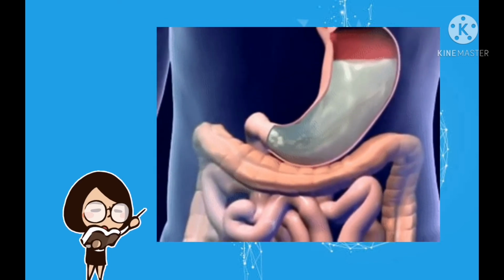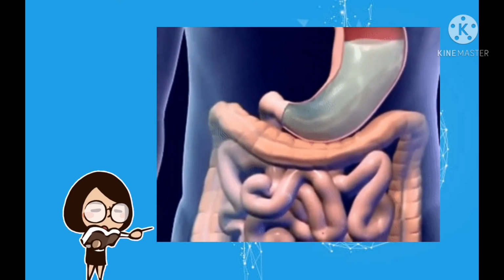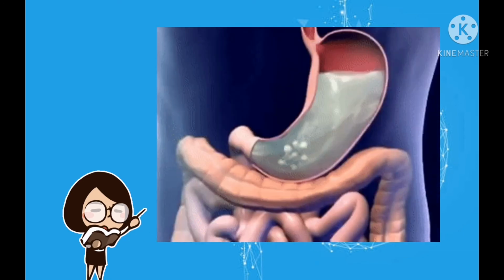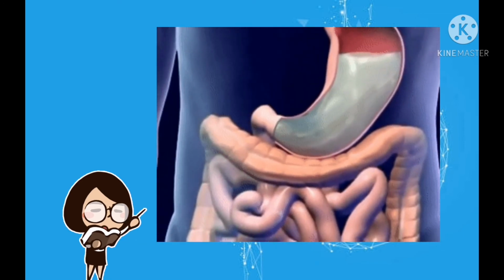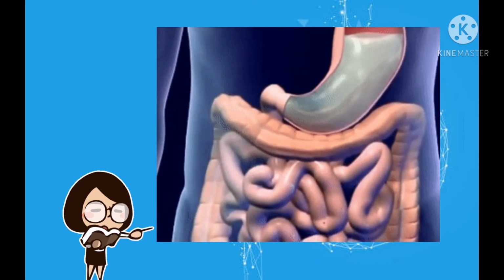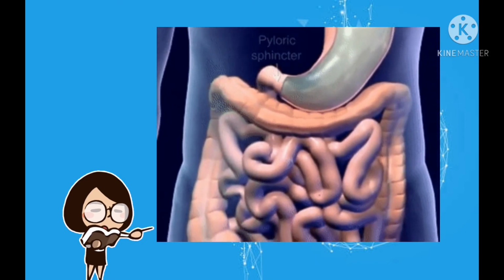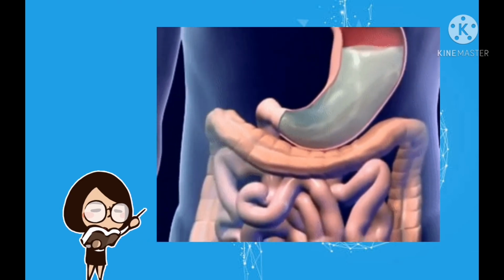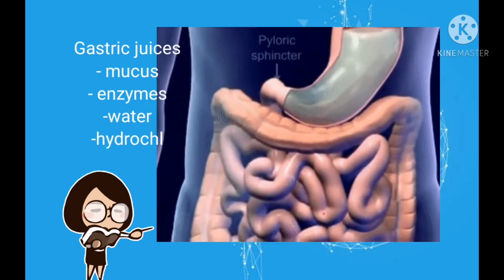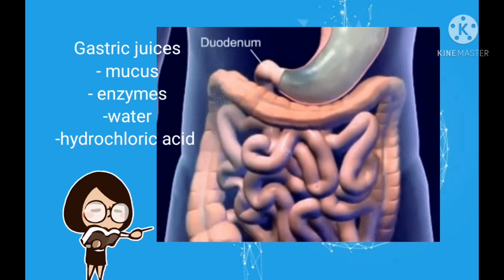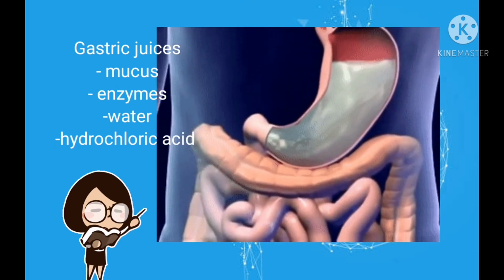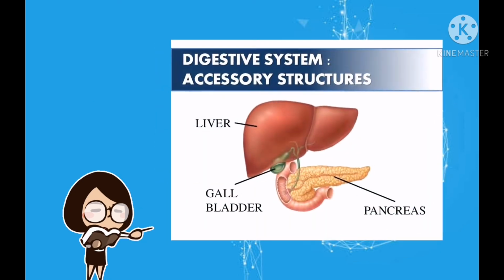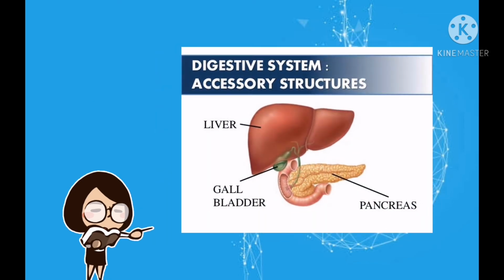The sphincter muscle at the end of the stomach contracts to keep the bolus inside. The churning action of the stomach breaks down the bolus into smaller food parts. The bolus also mixes with acid. Inside our stomach are gastric juices, and these gastric juices contain mucus, enzymes, water, and hydrochloric acid. These substances are secreted by the accessory organs like the pancreas, gallbladder, and liver.